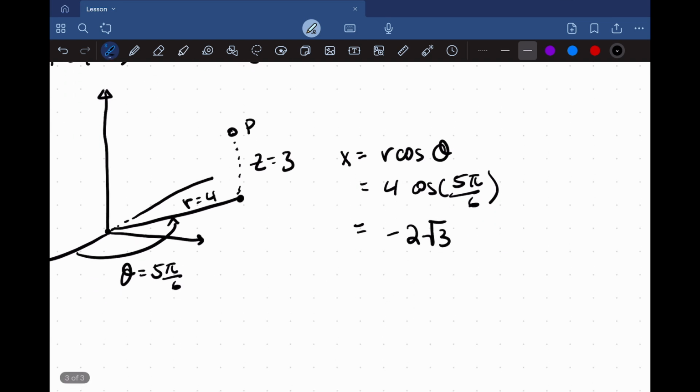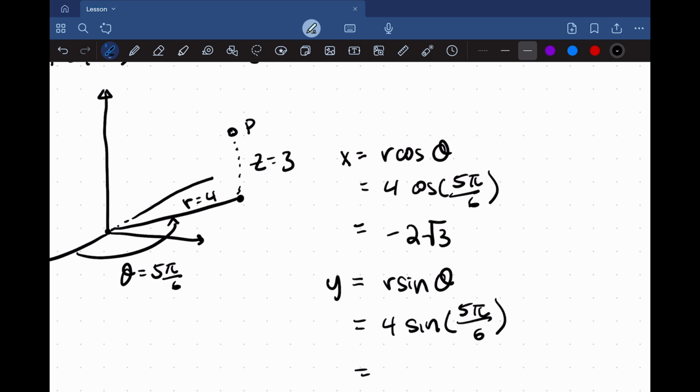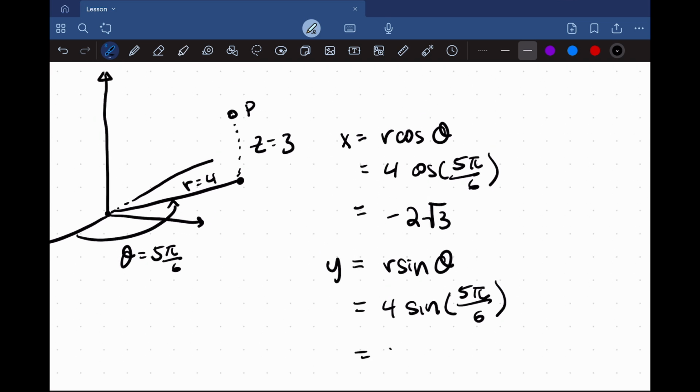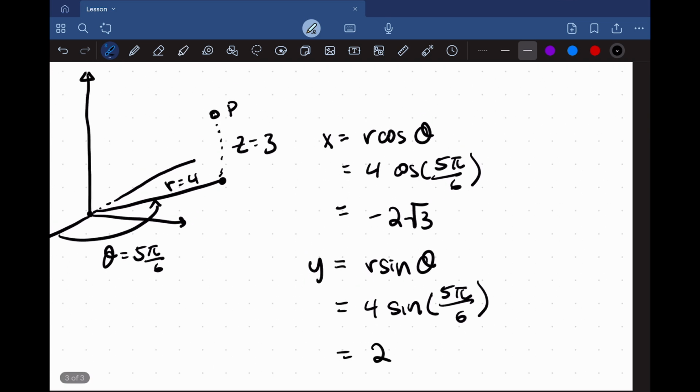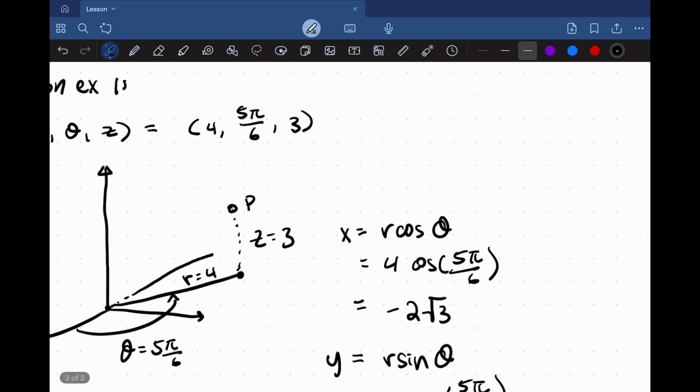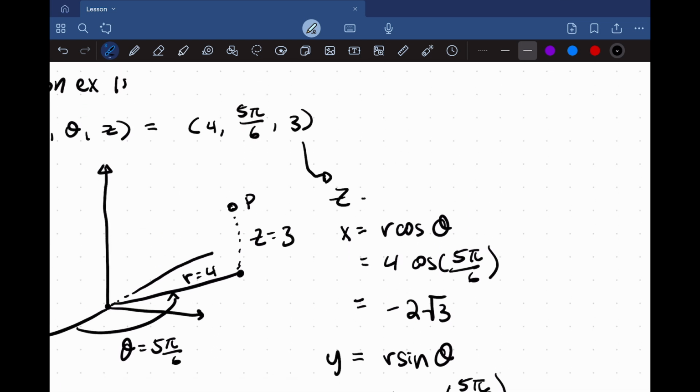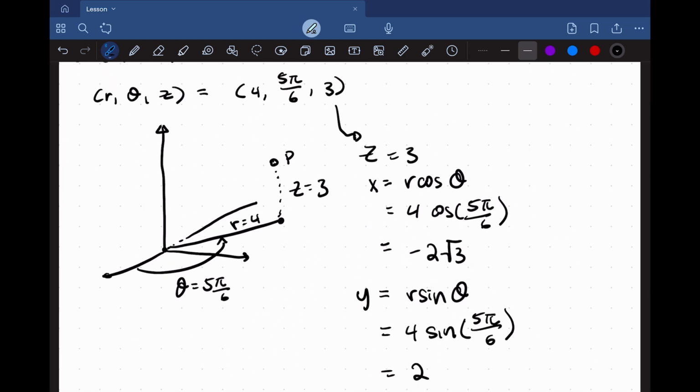As for y, we defined it as r sine theta, which is 4 sine of 5 pi over 6. And this gives us 4 times 1/2, which is 2. Lastly, we have the z coordinate, and we just carry it over. So z is equal to 3. And we have just successfully converted (r, theta, z) into an (x, y, z) coordinate.